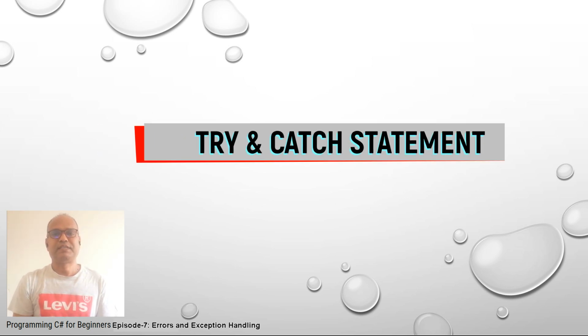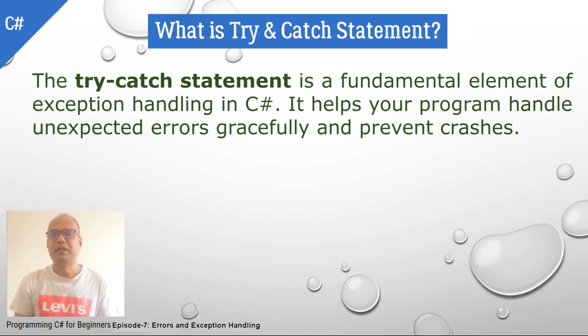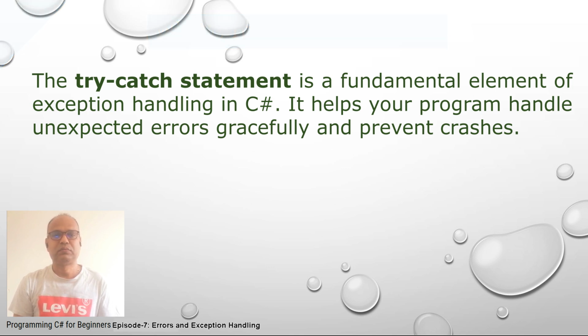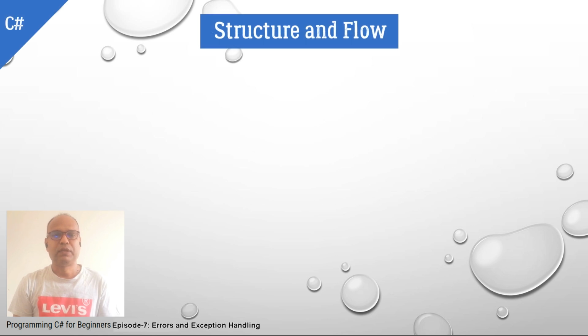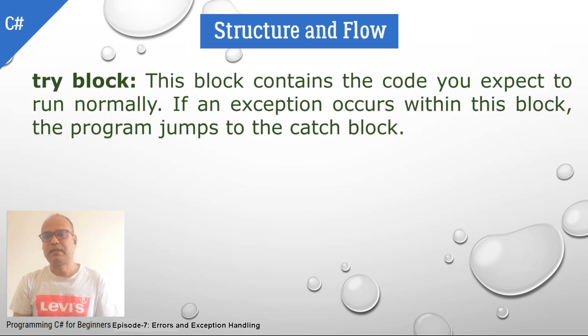The try-catch statement is a fundamental element of exception handling in C#. It helps your program handle unexpected errors gracefully and prevent crashes. Think of it as a safety net that catches falling code. Structure and flow. A try-catch statement has two main parts. Try block. This block contains the code you expect to run normally. If an exception occurs within this block, the program jumps to the catch block.